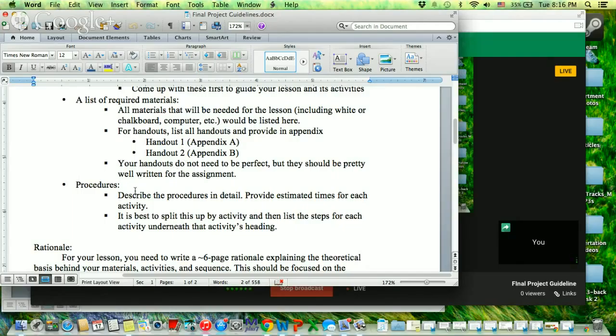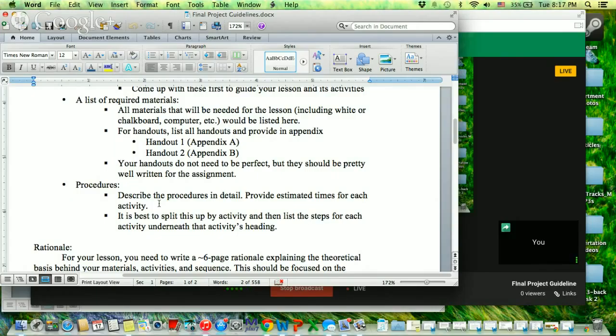And then the procedures. Describe the procedures in detail, and provide estimated times for each activity. You want to be very clear in what you're doing. Details would include what the teacher is going to say to them, what types of questions are going to be asked, how the students are going to be arranged. Are they going to be doing things independently? Are they going to be working in groups? How are the groups going to be formed? Things like that. All of those things you want to really consider.